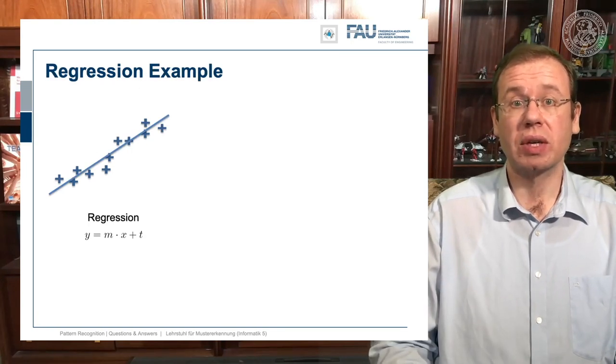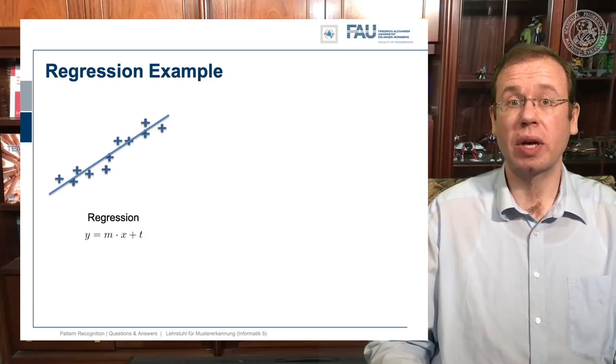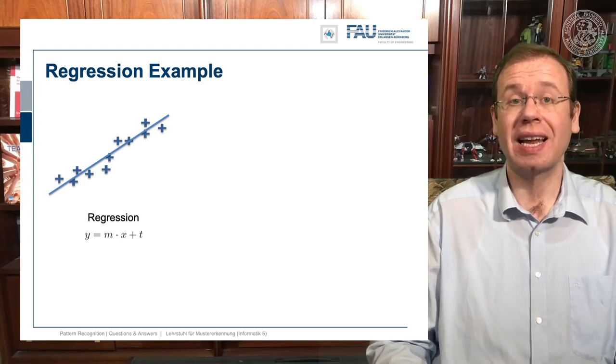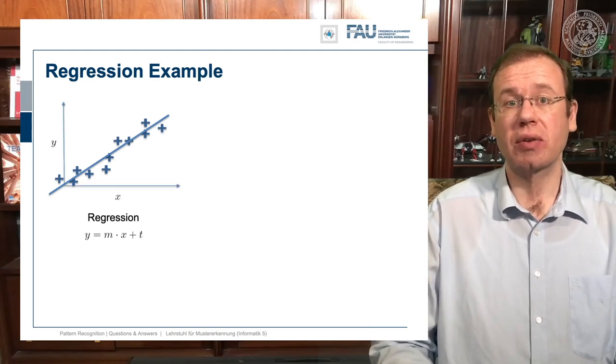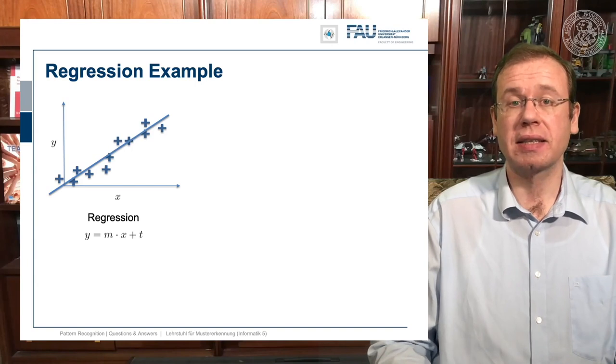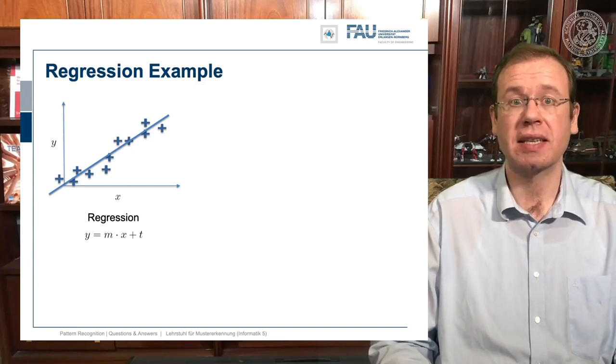So in linear regression, we have a set of points, and we want to fit a line through a set of points. Now you already see that I have an equation here. So this is the kind of model that we try to fit. And we have the observed data x and y, and we want to fit the unknown parameters m and t. Of course, to do that, I have to tell you what variable is what. And this is, of course, explained here with the axes. So we have the y-axis and the x-axis.